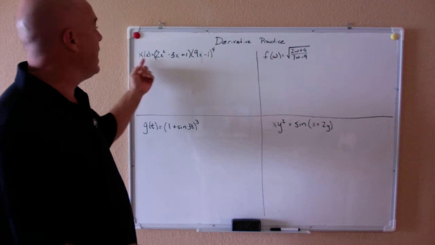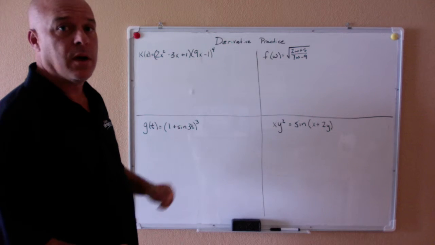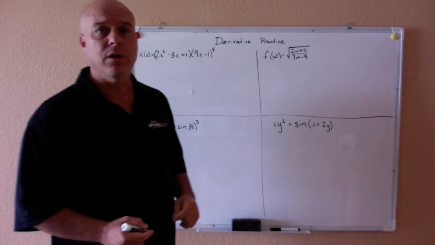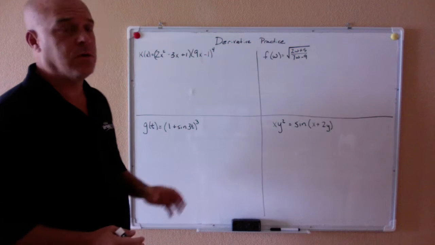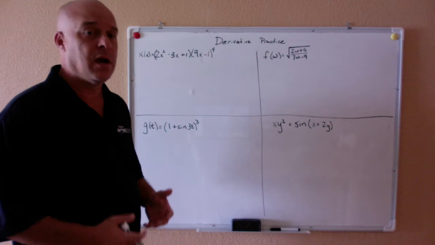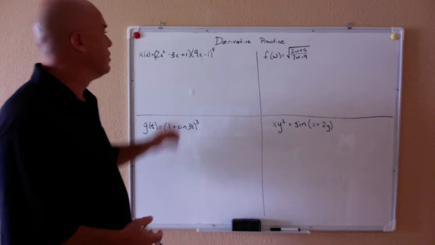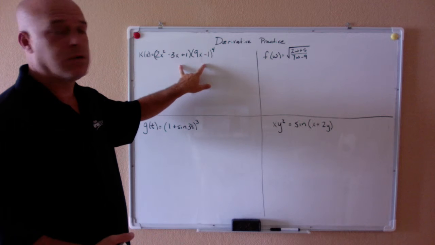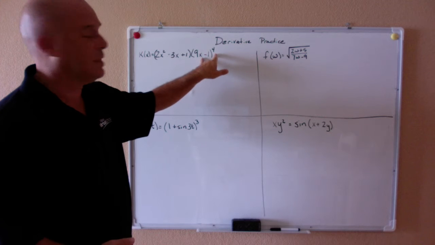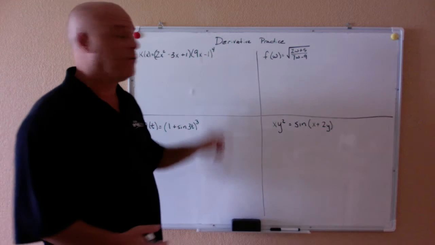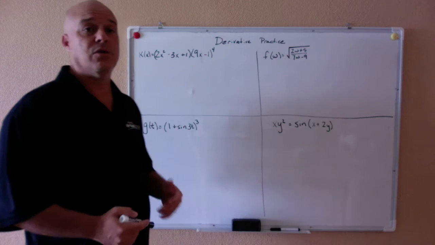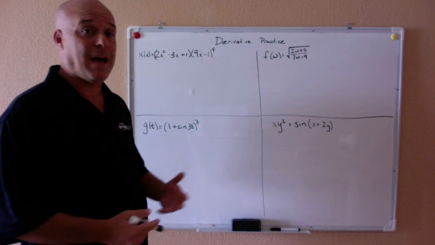Our problem initially is k of x equals 2x squared minus 3x plus 1 times 9x minus 1 to the 4th power. So the first thing that I need to do is look at this problem and identify what types of derivatives, what type of shortcuts I need to use to find the derivative for this. So first thing I notice is that there's a product here, so I'm going to have to use the product rule to differentiate this. But there's also, when I differentiate this piece, a chain rule involved. I have 9x minus 1 to the 4th power. So there's going to be a chain rule involved when I differentiate that piece.